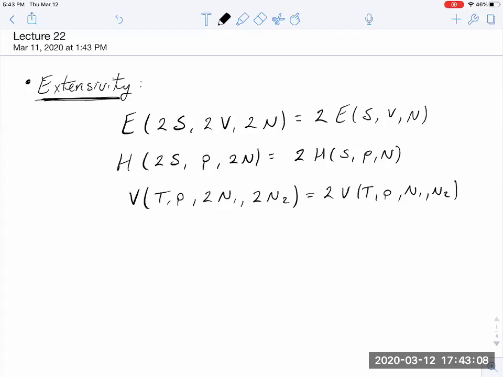Now, this extensivity of things like the energy and the enthalpy and the volume, it has a nice mathematical structure to it. In fact, Euler taught us about that. Extensive functions are also known as homogeneous functions if they're extensive in our typical way and that they scale linearly with the system size. That means that they're homogeneous functions of order 1. And last time we went over a statement that Euler proved. He had a theorem for homogeneous functions.